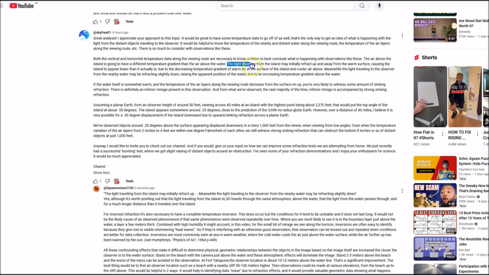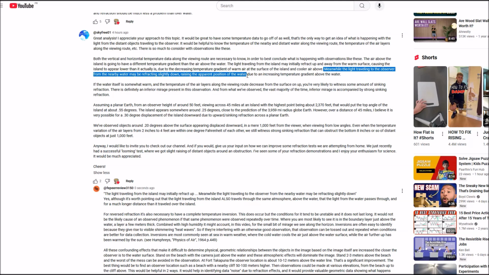The light traveling from the island may initially refract up and away from the warm surface, causing the island to appear lower than it actually is. Meanwhile, the light traveling to the observer from the nearby water may be refracting slightly down, raising the apparent position of the water. So what they're trying to do is they're trying to set up a situation.